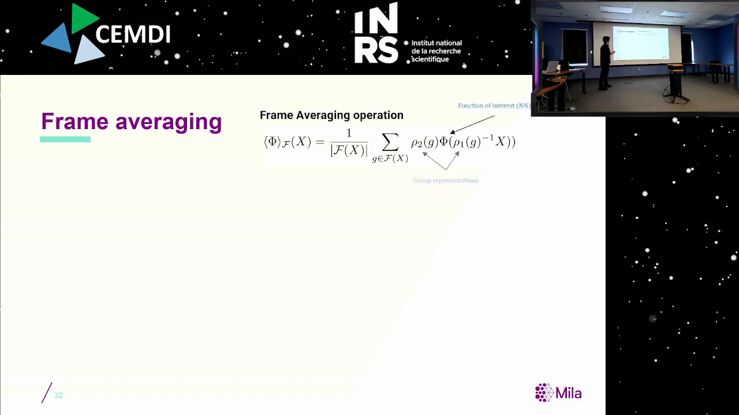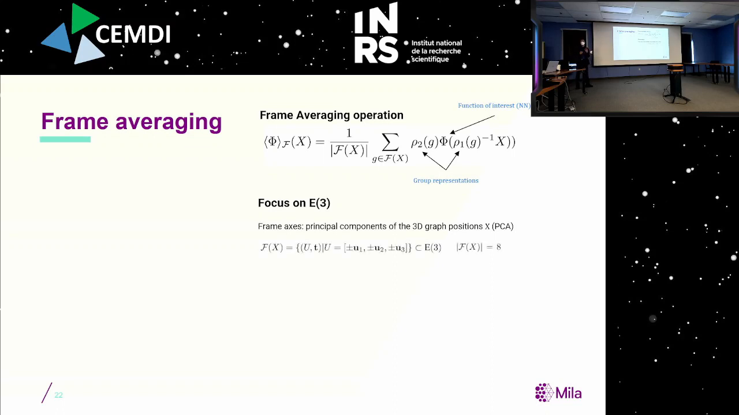It looks like this. This is your function of interest, in this case a neural network, and there are group representations that are just, think about how the transformations are acting on your data, both before and after it goes into the neural network. What we're going to do is basically take out some particular configurations, and you're going to think of these as frames. Again, I'm not going to be able to go into the details, but we can take out a specific small set of frames and just consider the average over those frames.